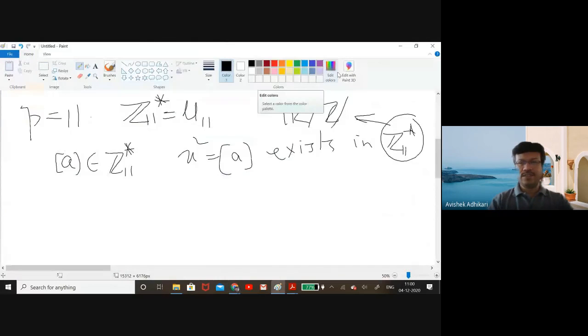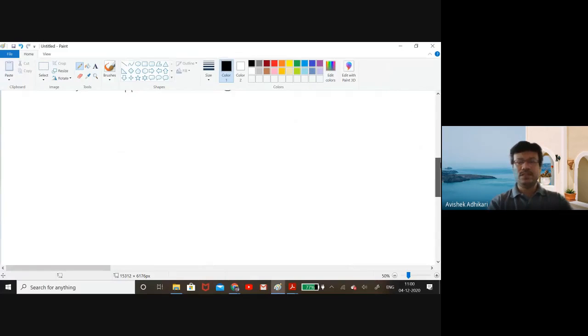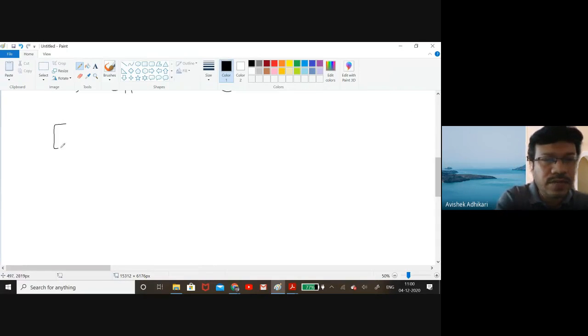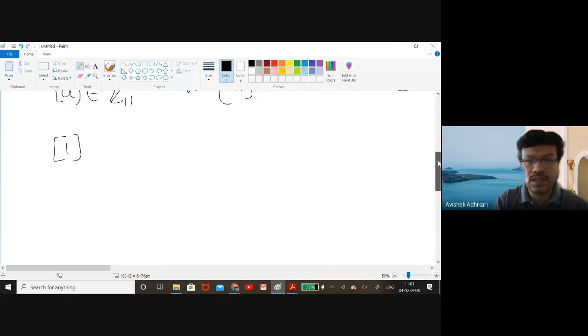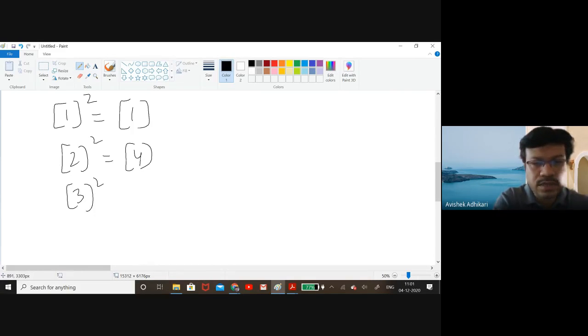Okay, so let us have a look. Let us try to see all elements in Z11 star. So let's start with 1 square. Since I have taken Z11 star, 0 is not here. So 1 square is 1. If I consider 2 square, this is 4. 3 square is 9. 4 square is 16. 16 in Z11 is how much? 16 in Z11 is 5.